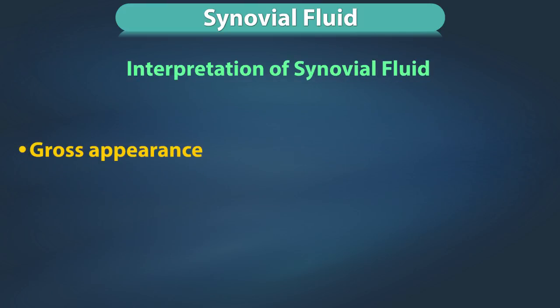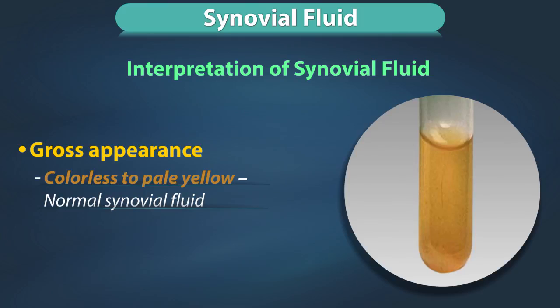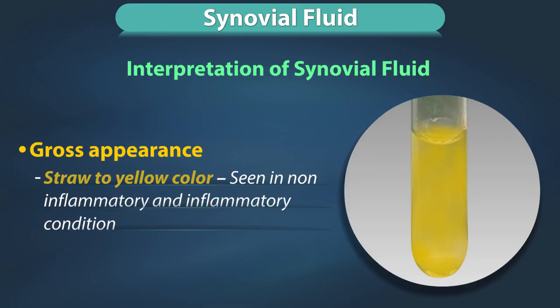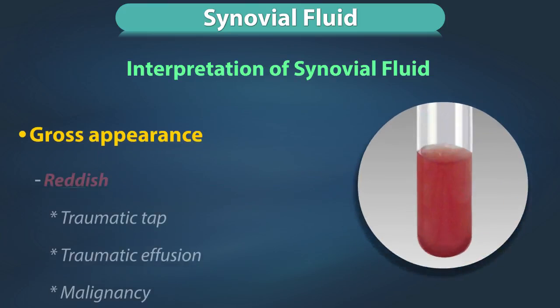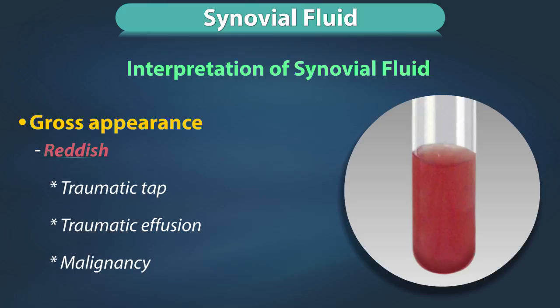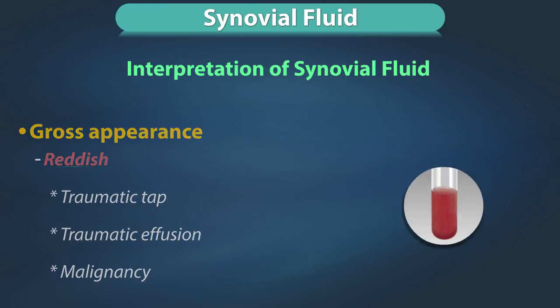Interpretation of synovial fluid. Based on gross appearance, colorless to pale yellow indicates normal synovial fluid. Straw to yellow color can be seen in non-inflammatory and inflammatory conditions. Yellow, brown, or greenish color indicates septic or infective arthritis. Reddish color indicates traumatic tap, traumatic effusion, hemarthrosis, or malignancy.